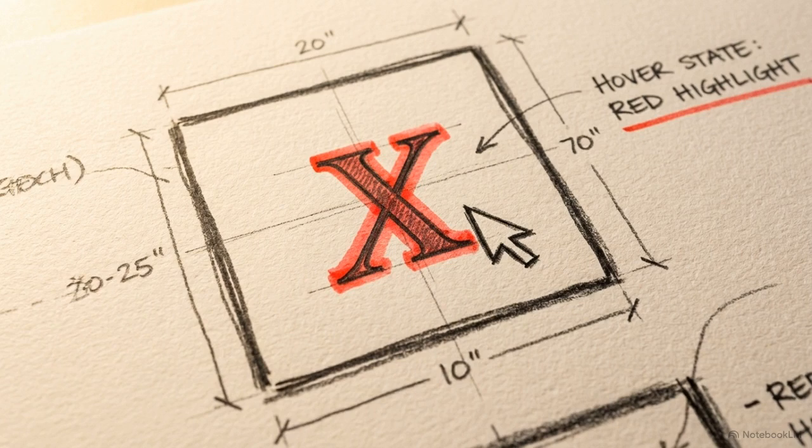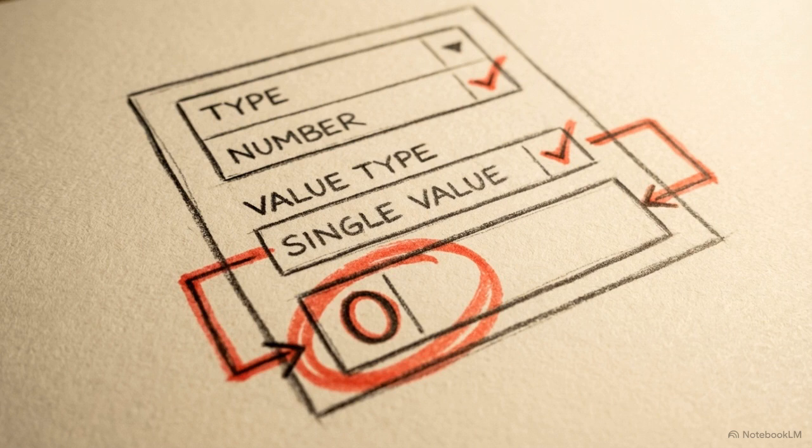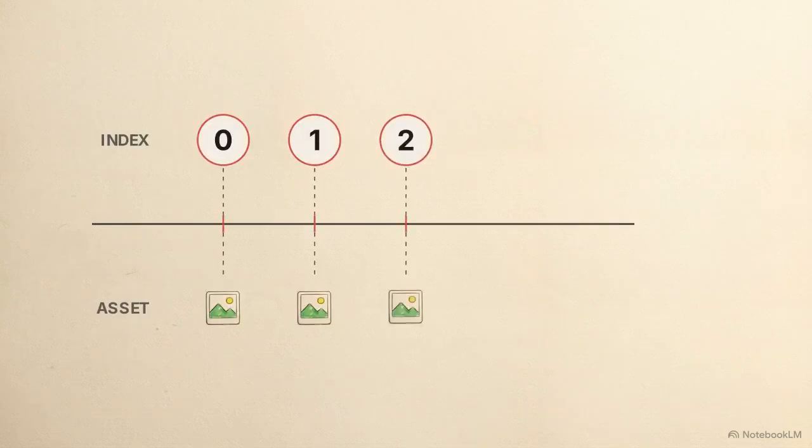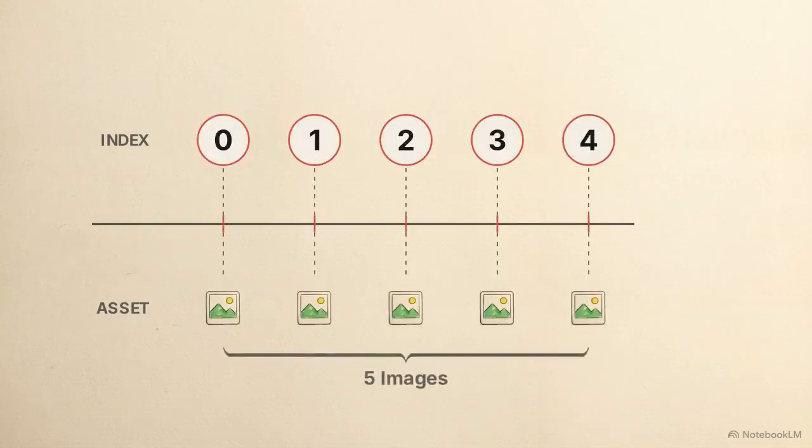Click this italicized X icon to create a variable. Set the type to number, the value type to single value, and enter 0 for the starting value. Make sure you don't skip setting that starting value to 0. Computer logic starts counting from 0, not 1, so our 5 images will be mapped to the values 0 through 4.